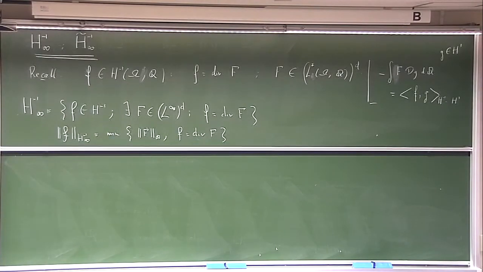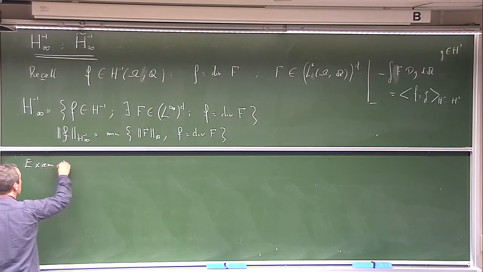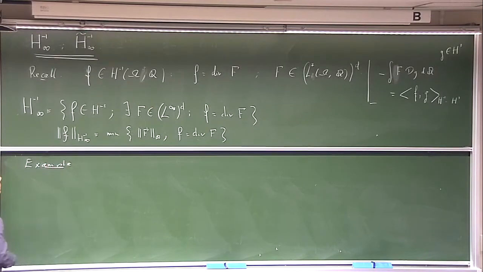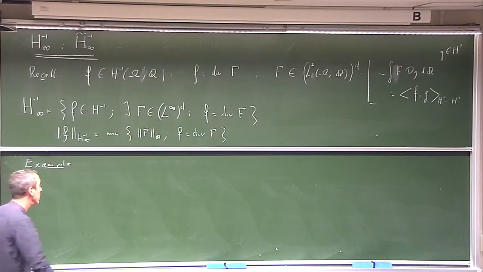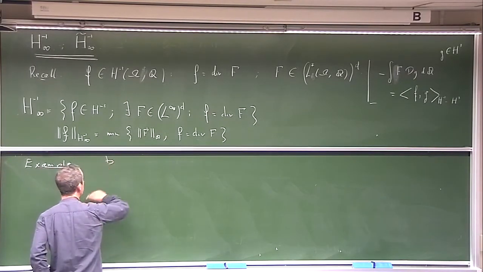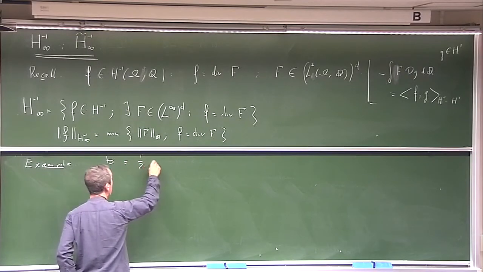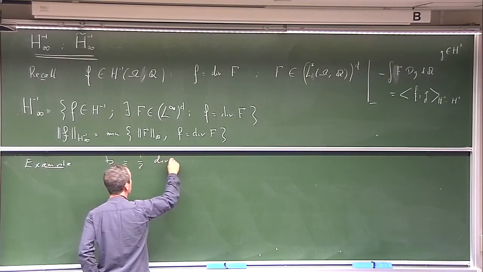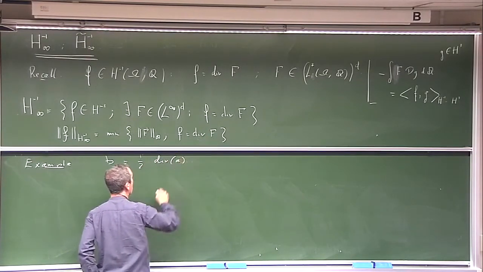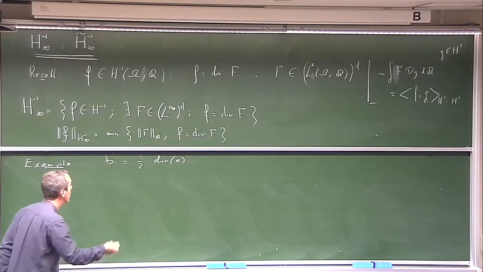A typical example of an element in H-1 infinity is a drift term in the SDE. So this B, which is 1/2 of the divergence of A, let's say in a direction E.